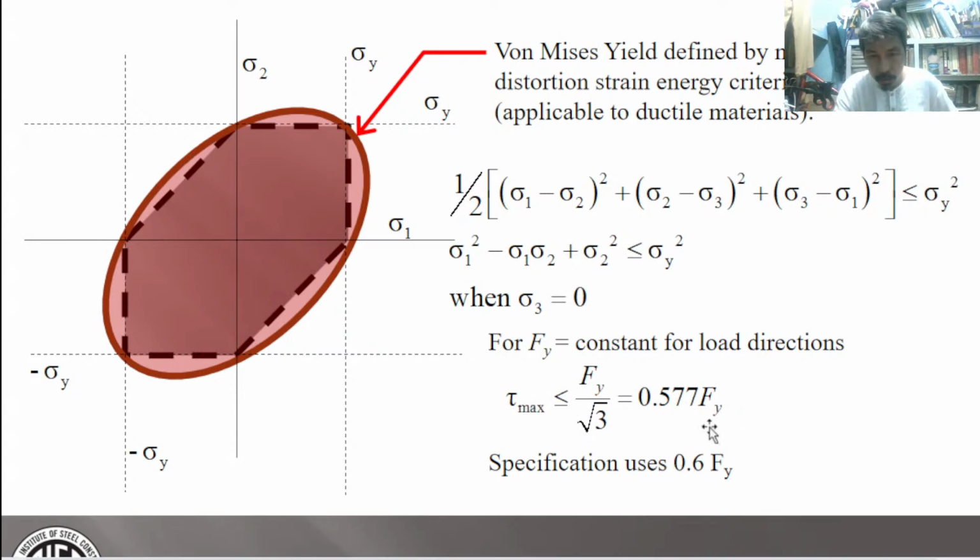So usually we have what? 0.6 rather than this one. 0.577 or 0.6 Fy. This is usually used. Okay? In practice.